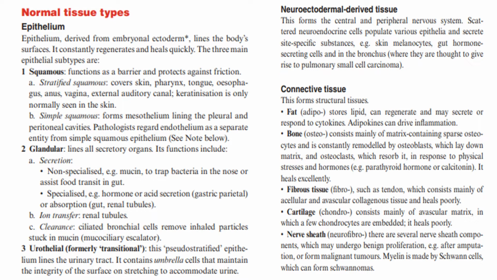containing sparse osteocytes and is constantly remodeled by osteoblasts, which lay down matrix, and osteoclasts. Fibrous tissue such as tendon may consist mainly of acellular and avascular collagenous tissue. Cartilage consists of avascular matrix. Chondrocytes are embedded in cartilage, which heals poorly. Nerve sheath, neurofibrous tissues. These are the several nerve sheath components which may undergo benign proliferation after amputation or form a malignant tumor.